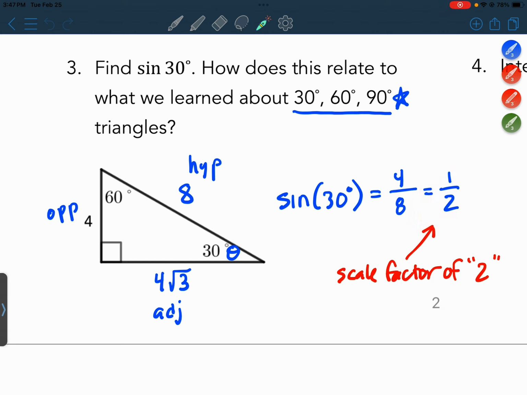And it's not an accident that it's 1/2 because look, 2 is part of that scale factor. 2 is the reciprocal of 1/2. And we already knew that there was a scale factor of 2 to go between the short leg and the hypotenuse. So to go in the other direction, we divide by 2, which is the same as 1/2.